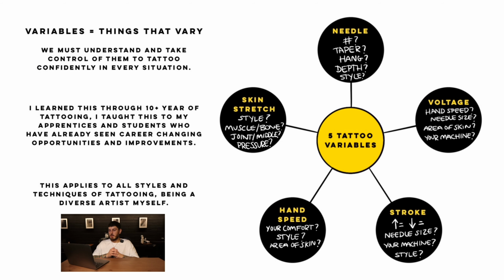Again, going back to the area of skin, when figuring out your hand speed, you need to figure out the layer of skin and what process that skin needs to be tattooed efficiently without doing excess damage. And then finally, stretching the skin. How much do we need to stretch the skin? Do I even need to stretch it at all?